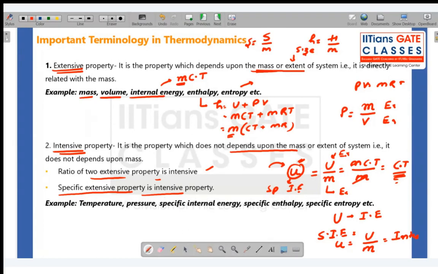There is just one exception to it. If you divide Q by M, it is not called a specific heat. Specific heat is Cp. So Q divided by M you basically say Q dash or something. One exception to this rule. Otherwise, specific means per unit mass. Clear? Yes or no? Quickly tell me.